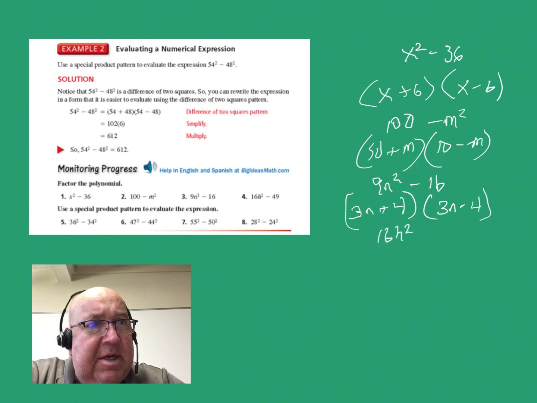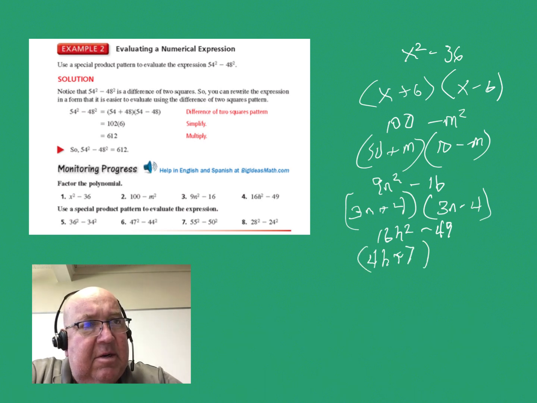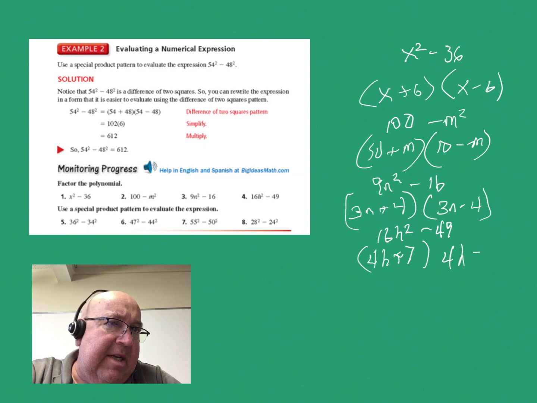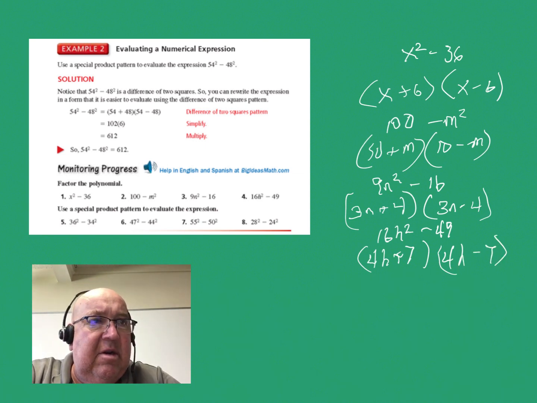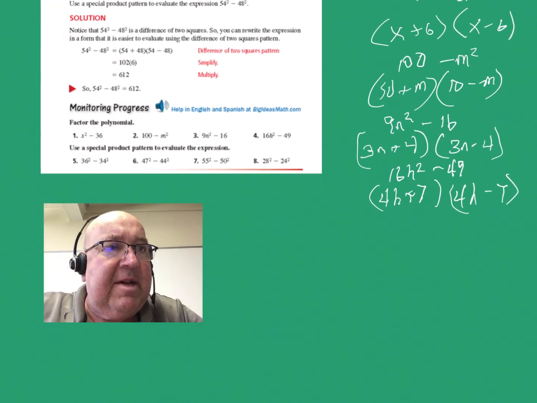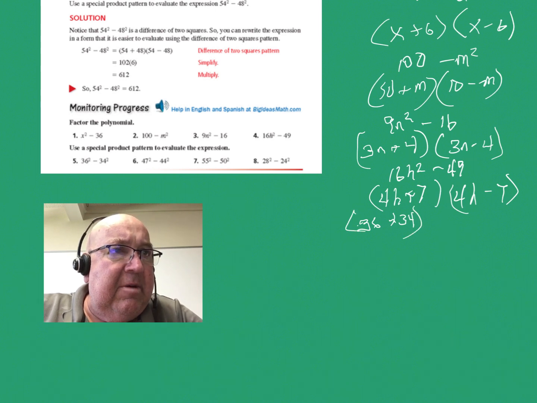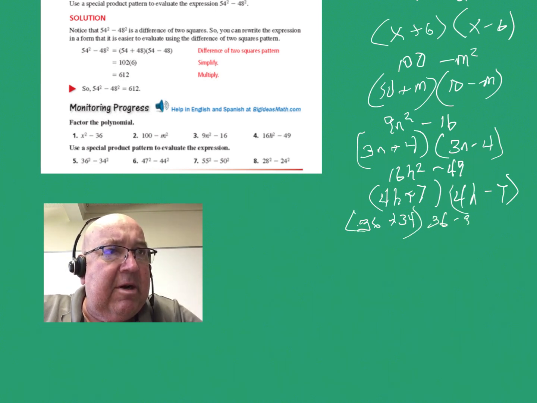16h squared minus 49, 4h plus 7, 4h minus 7. Alright, now we get into the numerical expressions. So all we're going to do is break them out just like we've been doing. We'll have 36 plus 34, 36 minus 34, that's 70 and 2, and that equals 140.